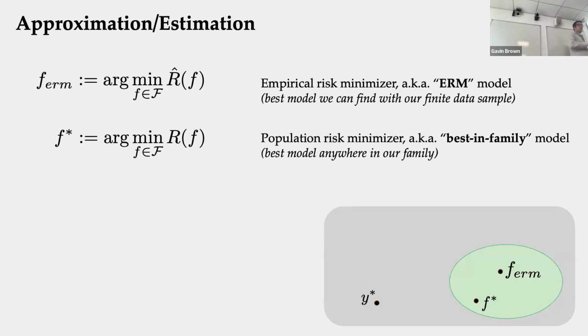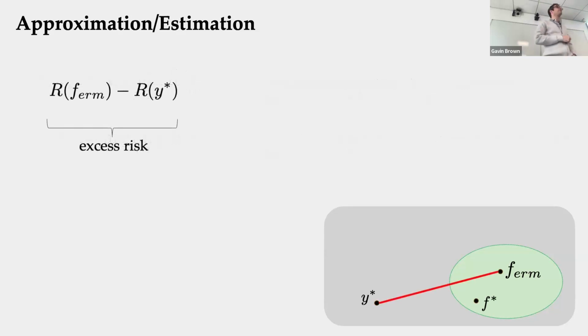And the decomposition that we're talking about refers to a concept called the excess risk. So that is the risk of this ERM model above that of the Bayes model. So if the Bayes model has risk 2 and the ERM has risk 3, so it's going to be higher, then the excess risk is 1.